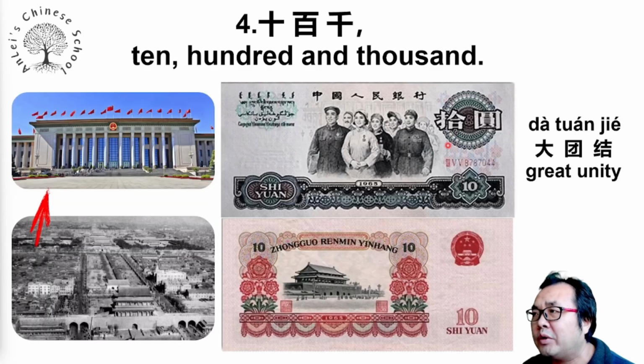And this is a 10-yuan note issued in 1965. The front side shows the representatives coming out from the Great Hall of the People, the Parliament building. So we call it 大团结, great unity. But you don't see this old note today. When I was a kid, this was the biggest note. On the back is Tiananmen Square. This is the old Tiananmen Square. In 1959, they cleared this area and built the Great Hall of the People.